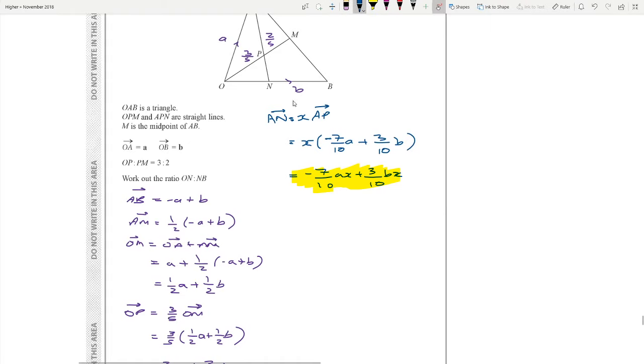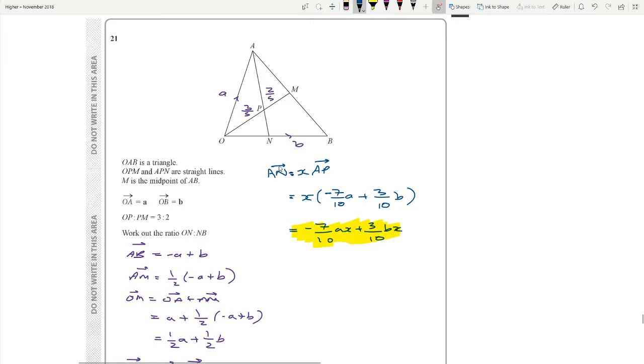Okay, now let's look at this carefully. So we got vector AN. I've just given you one way that we could have got the vector AN, and that was some multiple of AP. Now there's another way that we could also get the vector AN, and that would be to go down AO and then add ON. Now we don't know what ON is, but we do know that OB is B. So ON is going to be some fraction of the vector OB. Does everybody agree with that? That ON is going to be some fraction of the full vector OB.